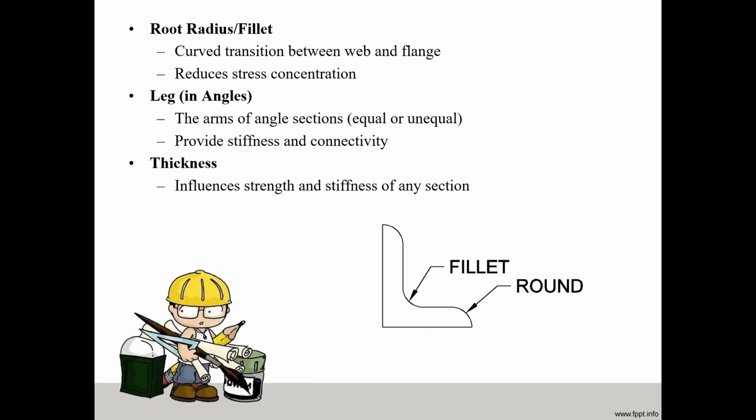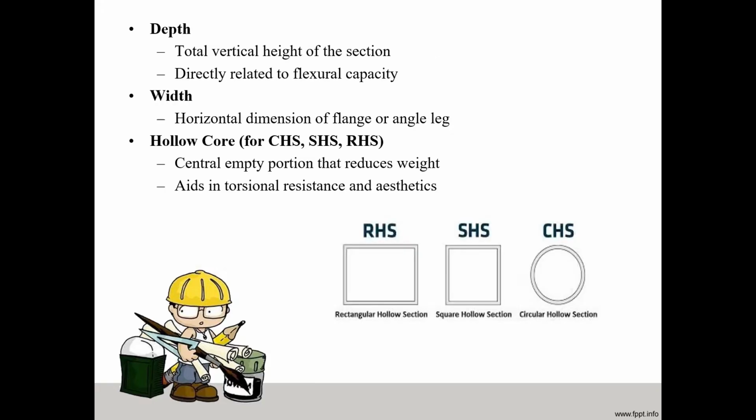Okay. Then next about depth, the total vertical height of the section. Depth is called the total vertical height of the section, which is directly related to the flexural capacity. Then about width, that is the horizontal dimension of the flange or angle leg. Then about the hollow core, that is in the case of circular, square or rectangular sections. Here the center is an empty portion that reduces the weight.